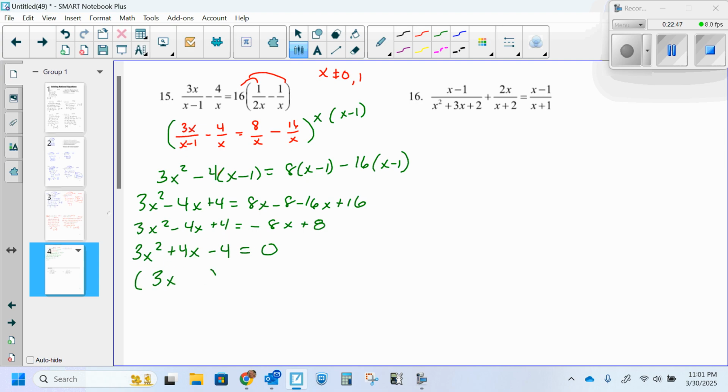I hope I didn't do that too fast. Oh yeah, this is factorable. Okay, so let's play around. Let's try 2 and 2. That's going to be 6 and 2. So positive, that gives me a positive 6. Yeah, positive 6 and a negative 2. So 2/3 and negative 2. Both of those are the solutions.